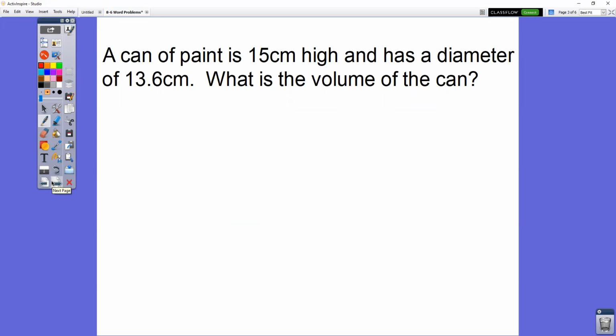So the first question says a can of paint is 15 centimeters high and has a diameter of 13.6 centimeters. What is the volume of the can? The first thing that you need to do is see what shape you have, because you're either going to have a cylinder, a cone, or a sphere. So a can is a cylinder. I think it helps to write down the formula that you're using. So volume equals pi r squared h.